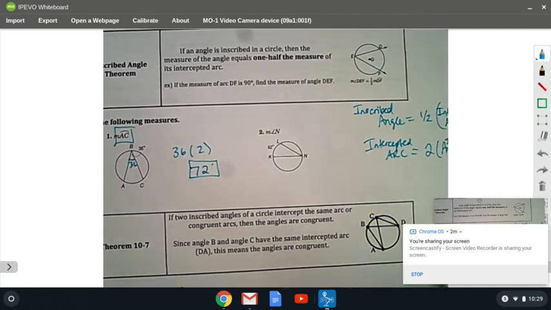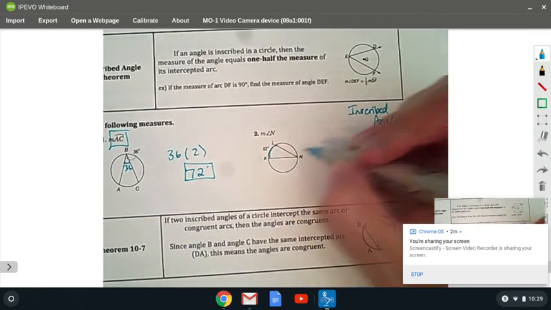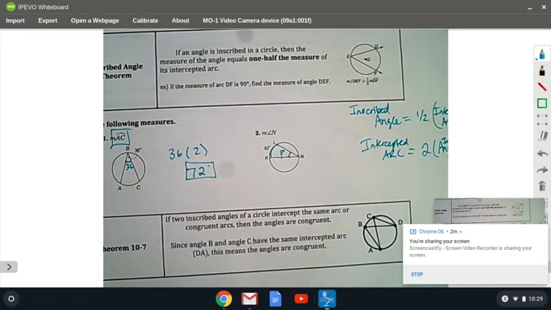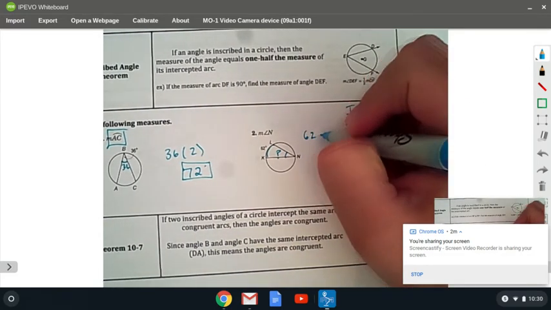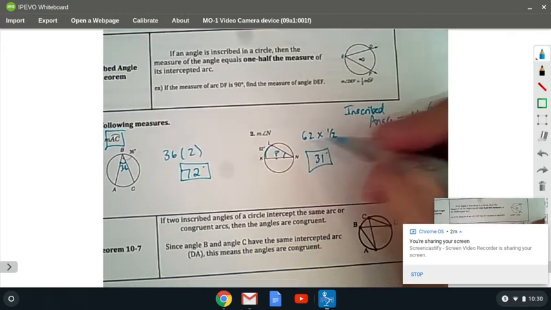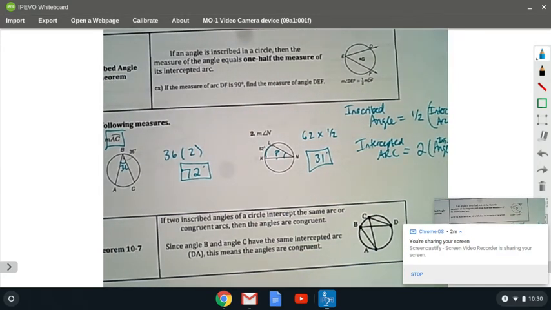This one here is the opposite. They gave us the arc, and we want to find this missing angle. So I'm just going to multiply the arc by 1/2. So 62 times 1/2 gives me 31 for my angle.